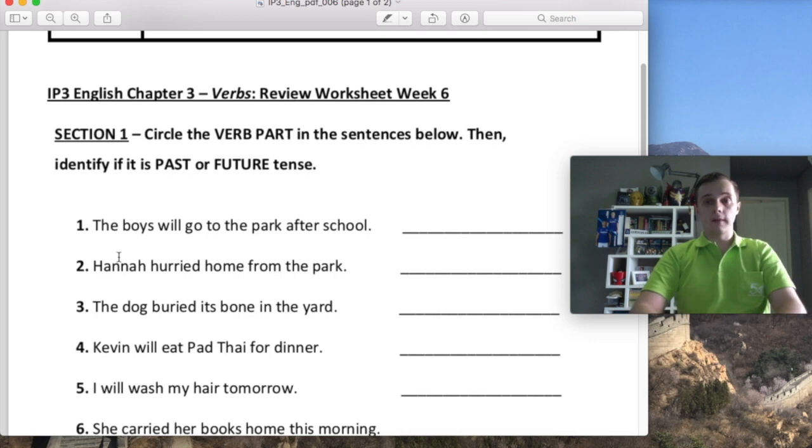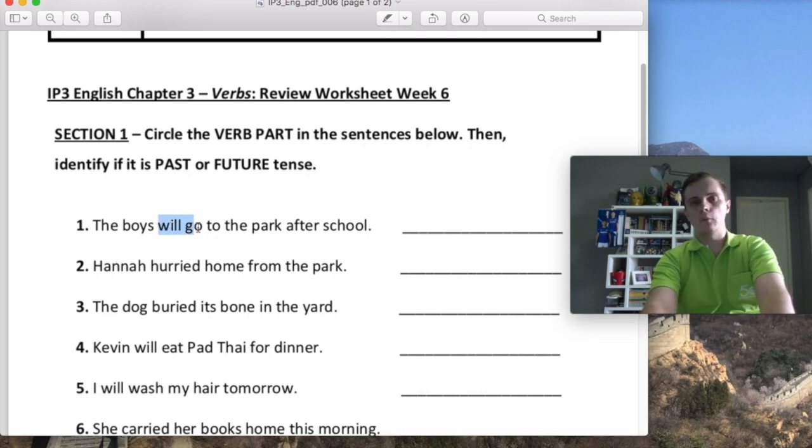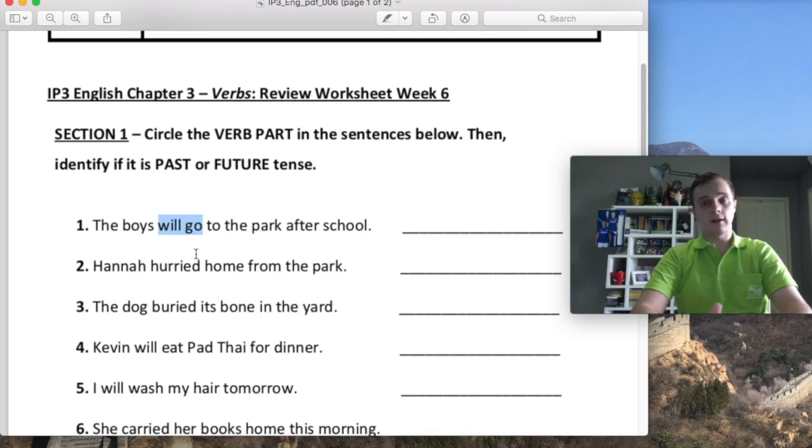What is the verb part in that sentence? Hopefully you know that the verb part is will go. Not just go, because that doesn't tell you the tense. You need will go. And you should know that because you have the word will, that is future tense. So you'll circle will go, and then on this line write future. If you see something in the past tense, you write past.